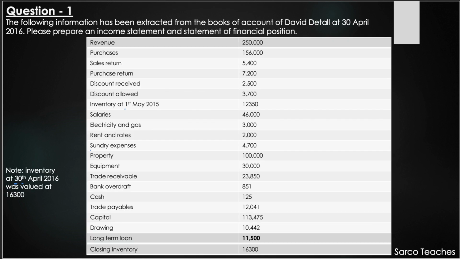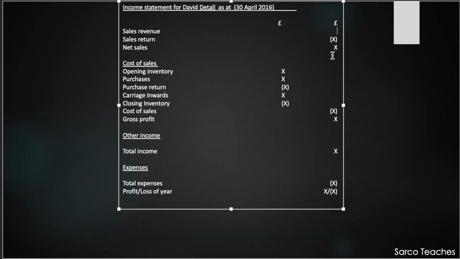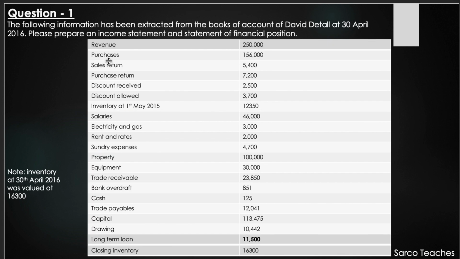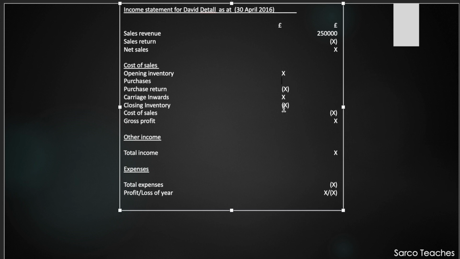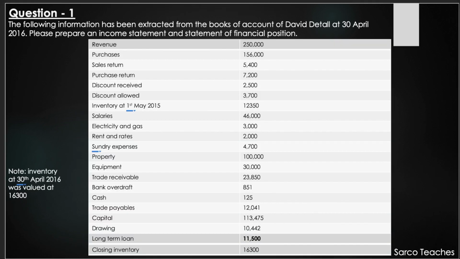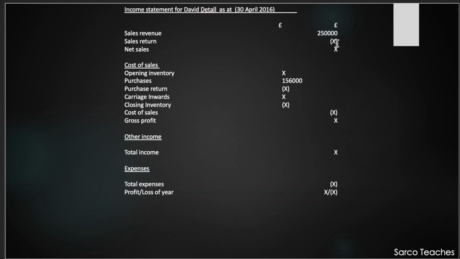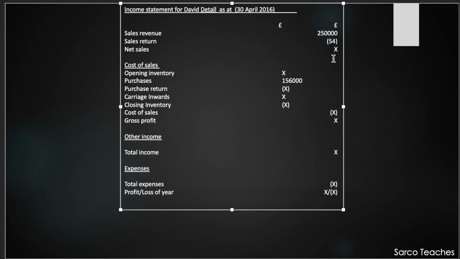Okay, so the first one on the list is revenue, 250,000. So I go into my income statement and I simply put it into revenue. Alright, so the second one on the list is purchases. So I go look at purchases, it is 156,000, and I go into my income statement and I simply write 156,000 next to purchases. Okay, so the third one is sales return, 5,400. So I repeat the same process. I just put it next to sales return.